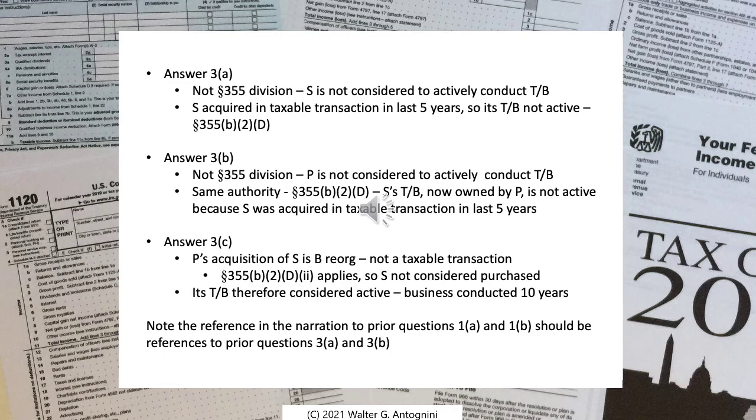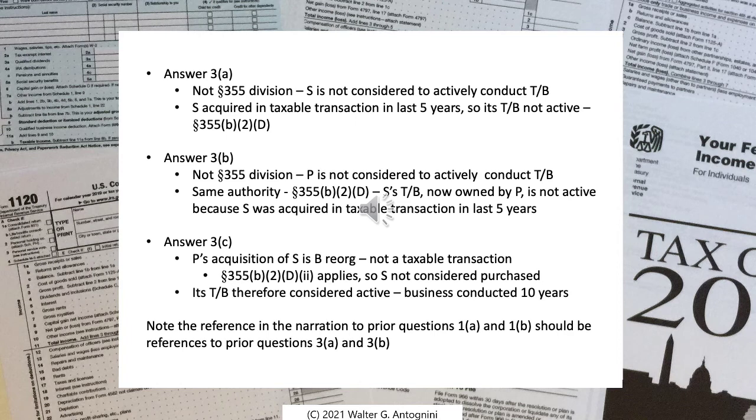In 3B, suppose instead that P is a holding company and that a second subsidiary of P, S1, conducts the widget business. S liquidates into P, and P then distributes S1 to A and B. Well, same answer, same authority. Section 355B2D indicates that a trade or business will not be considered active if the corporation conducting it was acquired in a taxable transaction. This is true even though S actually conducted the trade or business for 10 years. And so P is not considered to have an active trade or business.